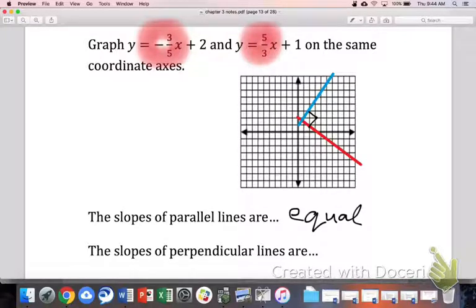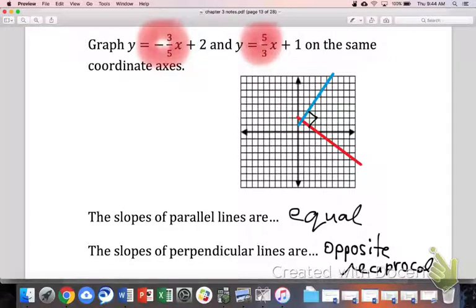Right angle. Yeah, the lines are right angles, but what about the numbers? The numbers are definitely opposite, right? Because one of them is positive, the other one's negative. But there's more to it than that, right? There's one more thing. What is it, Kendall? Reciprocal. Reciprocal. So the slopes of perpendicular lines are opposite reciprocals.